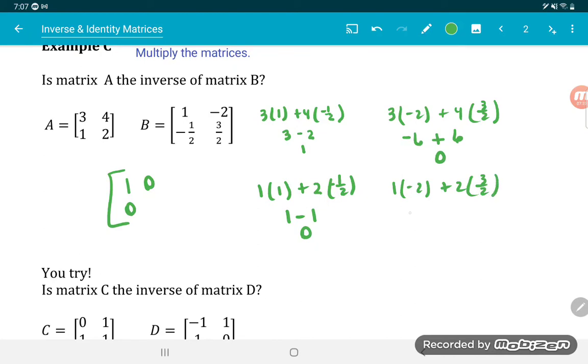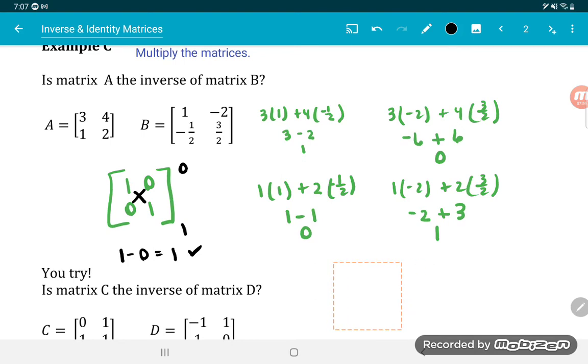In the fourth position, we have 1 times negative 2 plus 2 times 3 over 2. 1 times negative 2 is a negative 2 plus 2 times 3 is 6. If I divide by 2, I get a 3. So I'm left with a 1 in that last position. That is your identity matrix. And if you find the determinant, you get 1 minus 0. So your determinant of that matrix is 1.